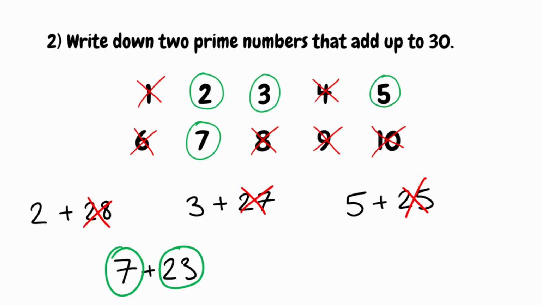So again, this isn't the only answer. There are other examples that would work. So for example, we could have used the numbers 11 and 19, as they both add together to give us 30, and they are both prime numbers.